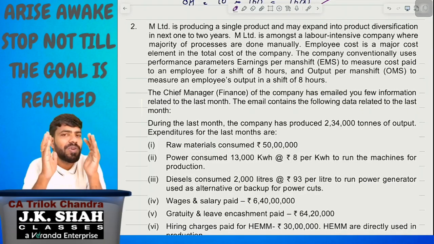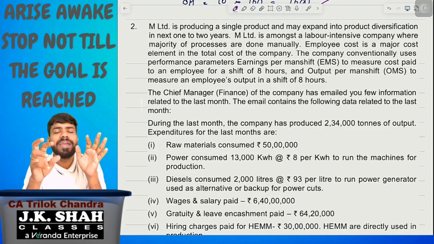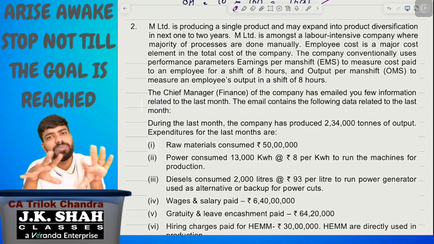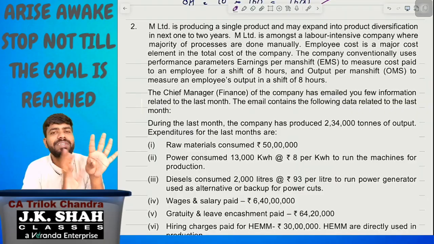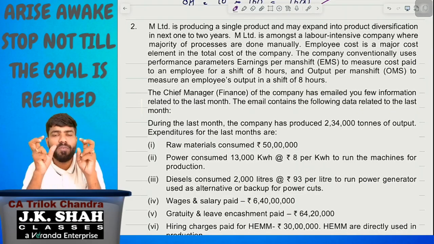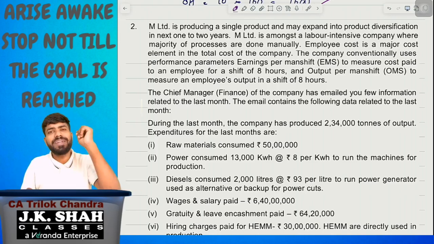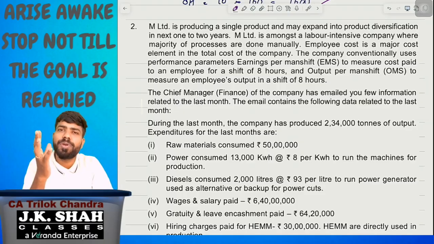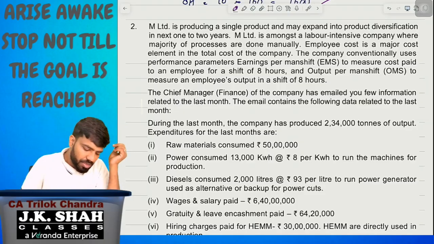So what you need to understand is that based on the nature of the business, the direct and indirect apportionment will keep changing. Don't fix in your mind that power is always indirect and labor is always direct. What you need to see is how to classify: the cost which can be traced directly to the product is called direct cost. The cost which cannot be directly traced to the product is called indirect cost. Are you understanding?